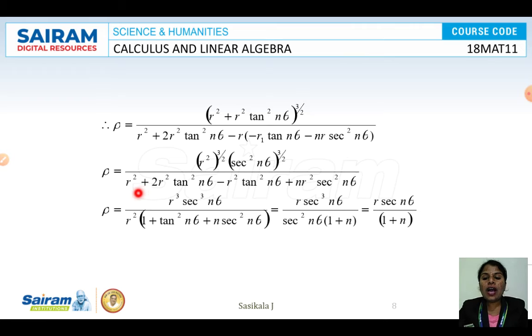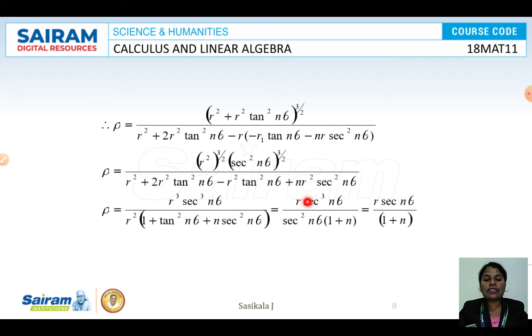When it's coming here, r² plus 2r² tan² nθ, take r inside and you can write it. From this equation, you can see r² is common. I can take out. What will happen? 1 plus 2 tan² nθ minus tan² nθ will be 1 plus tan² nθ, plus here n sec² nθ. Again, what is that? Tan² nθ, then here you will be having sec². 1 plus tan² will be sec², I can write it. Then I can take out as common sec² nθ of (1 plus n), isn't it? This r will get cancelled.